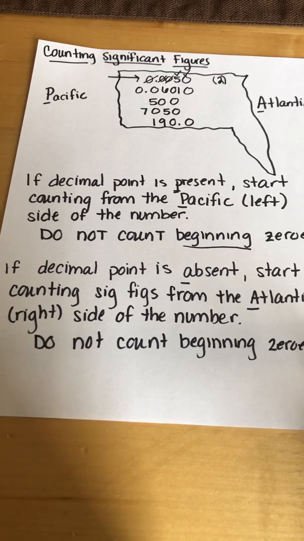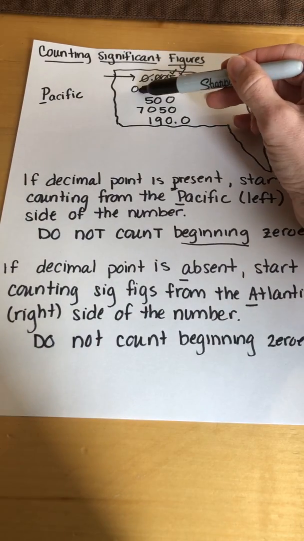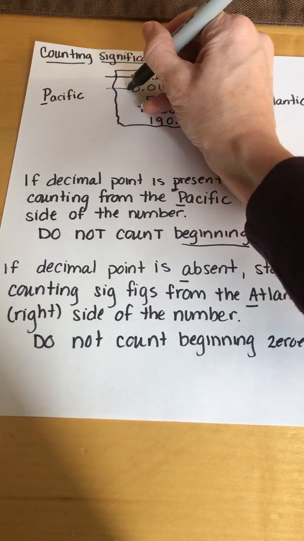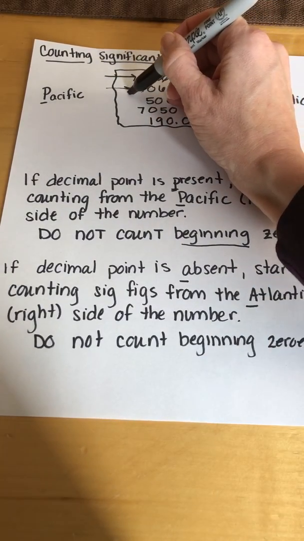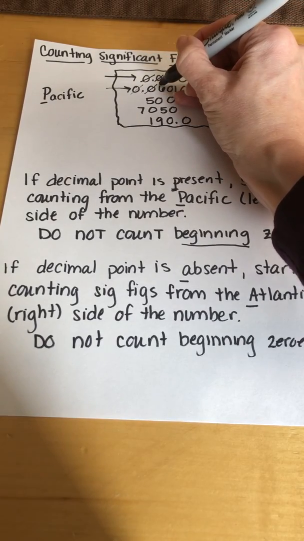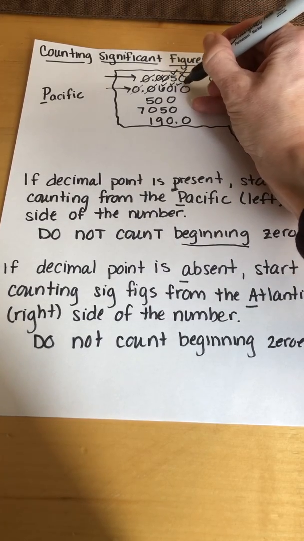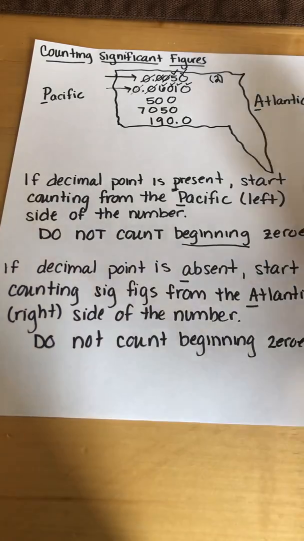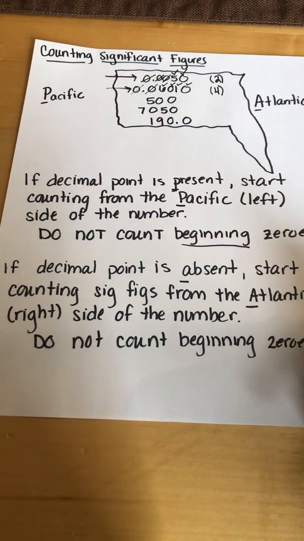All right, in my next example, I see again for that number that a decimal point is present. So I'm going to start counting my significant figures from the Pacific side of the number. Again, I'm going to cancel out any beginning zeros right off the bat. As soon as I hit a non-zero number, I'm going to start counting sig figs, and I will count every single number I see after that point. It doesn't matter what it is. So in the second example, I have 4 sig figs.